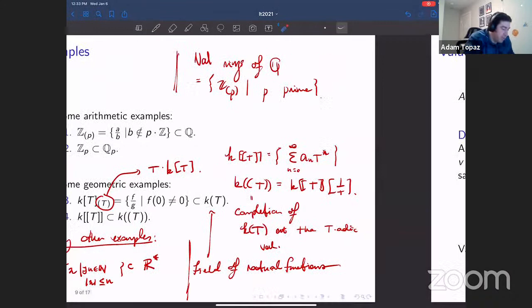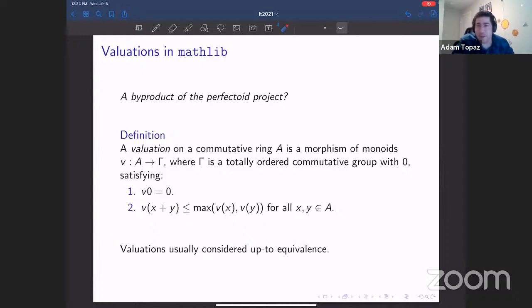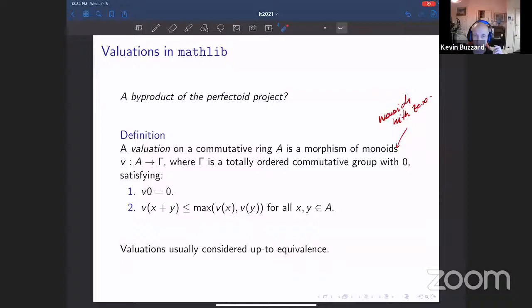It's worth mentioning that there are valuations in MathLib. And if I understand correctly, maybe Kevin or Patrick or Johan can correct me, this was a byproduct of the perfectoid spaces project. The way they're defined in MathLib is using this definition, which works for a general commutative ring. The definition is that a valuation of a commutative ring A is a morphism of monoids with zero from A to gamma, where gamma is a totally ordered commutative group with zero, satisfying these two axioms. I think a morphism of monoids with zero automatically sends zero to zero. Yes, for free.